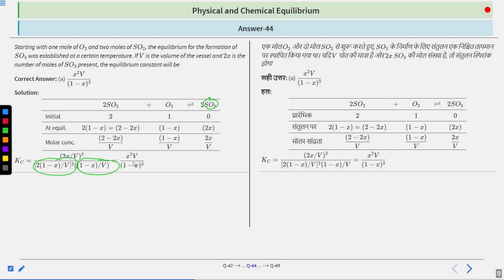Now, if you solve it further, you will get x square V by (1 minus x) whole cube. So this is your correct answer.